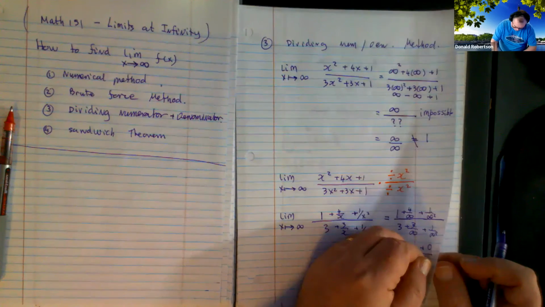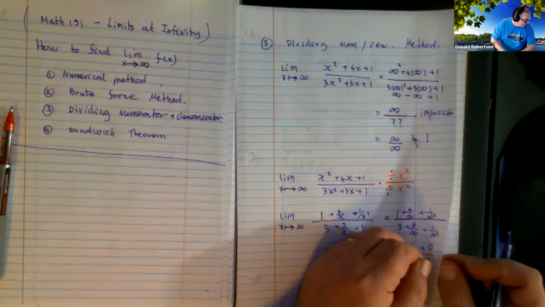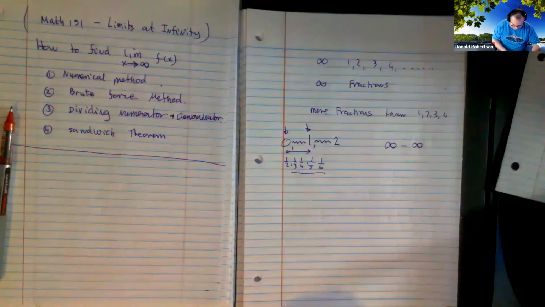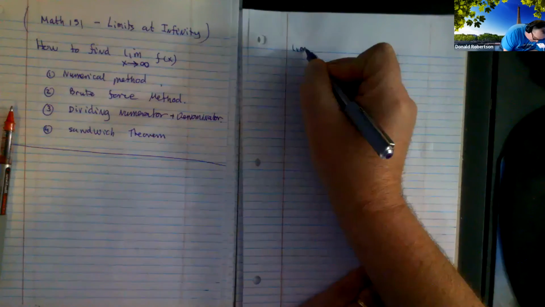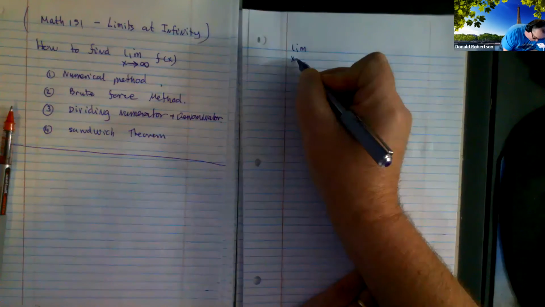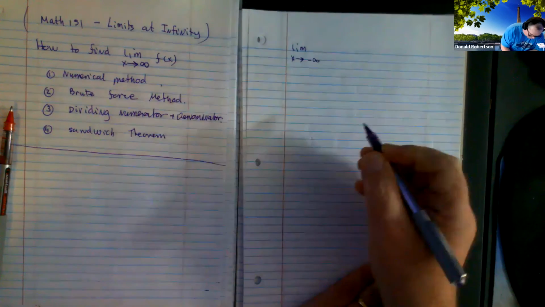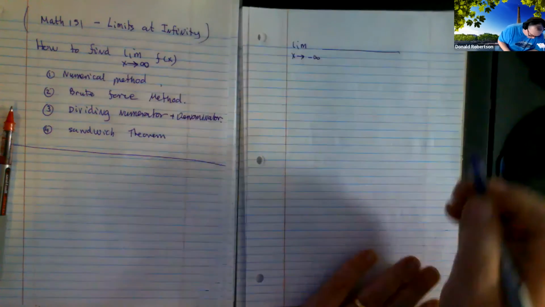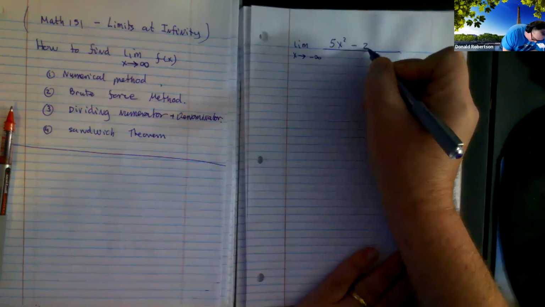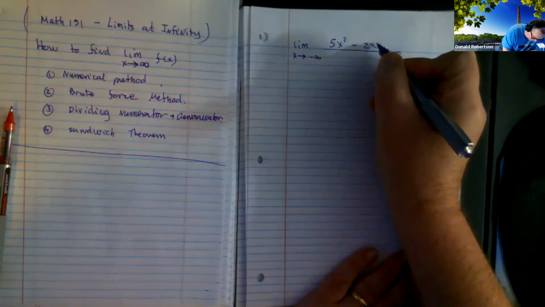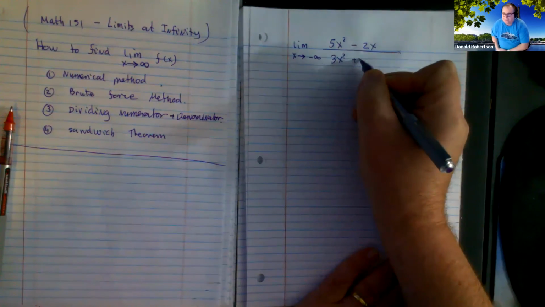See another one then? Let's do the limit as x tends to, I'm going to do negative infinity, although it makes absolutely no difference to the question I'm about to give you. And this guy is going to be 5x squared take away 2x. And this fella is going to be 3x squared plus an x plus a 1.